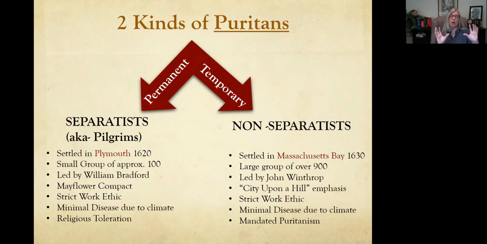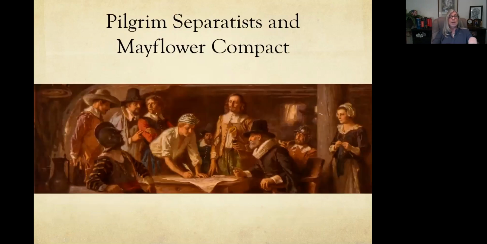Okay, so these are all Puritans. Both groups have a conflict with the Church of England. It's the way they handle it that's going to be a little bit different. Okay, so the first group, the Pilgrim Separatists, they come here in 1620, and they were originally going to be settling within the area of the Virginia Charter.